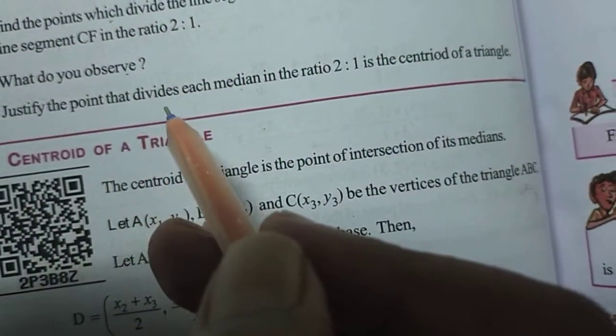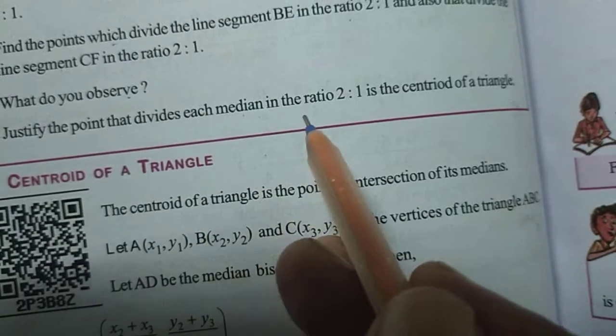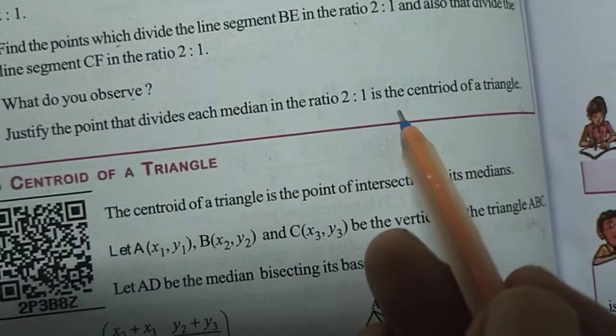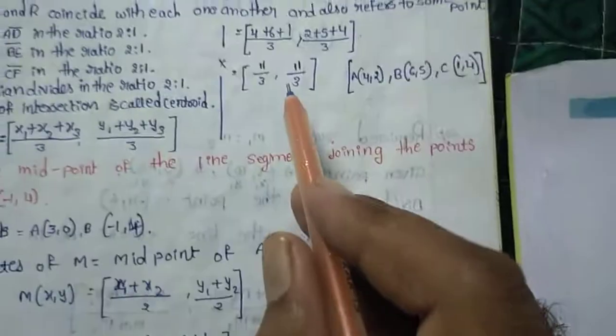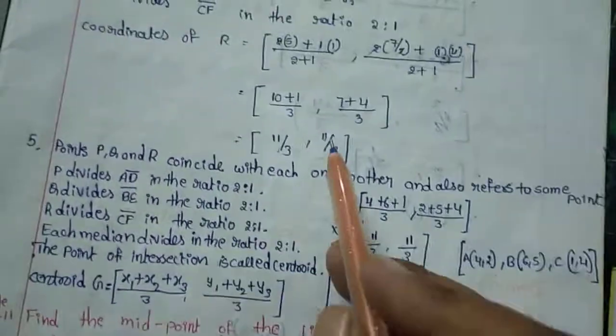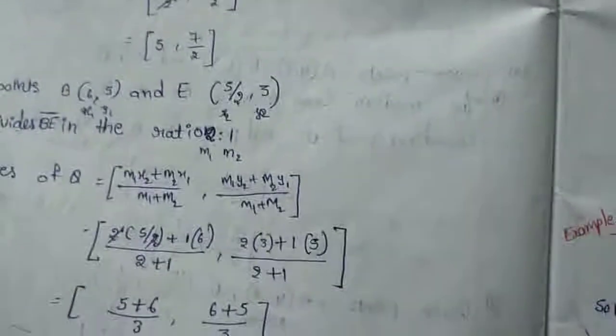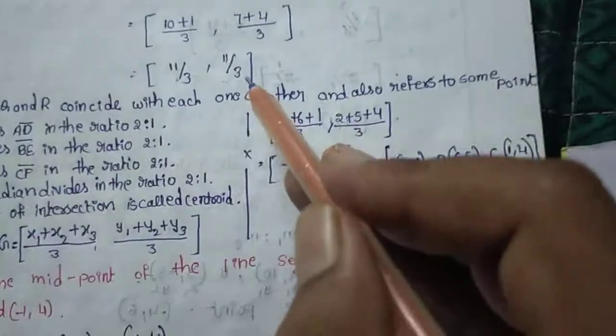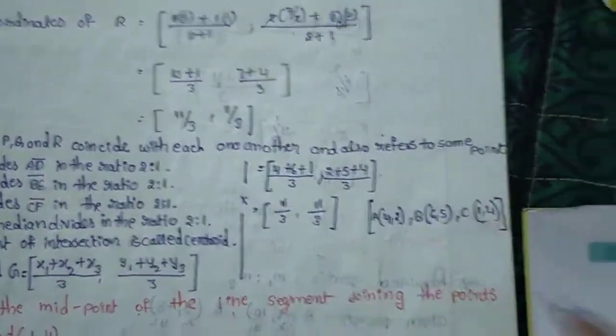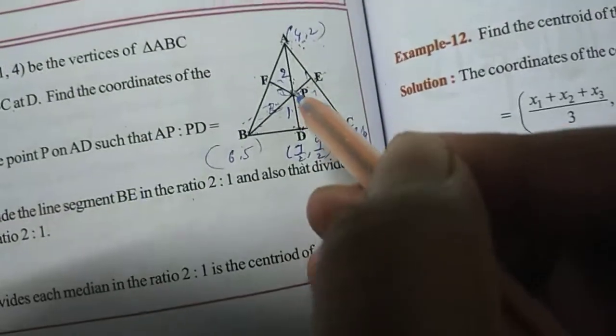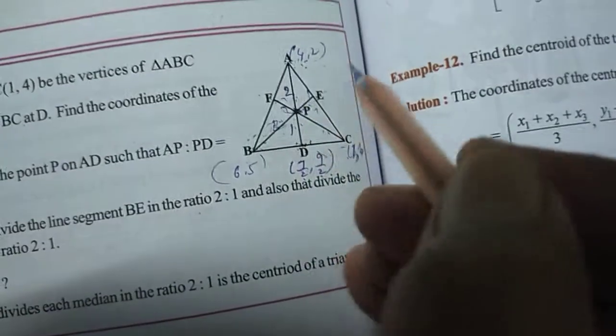So it is the point that divides each median in the ratio 2:1. It is the centroid of a triangle, 11 by 3. Each point P, Q, R is also 11 by 3. So all points meet at the same point. It is the centroid of a triangle.